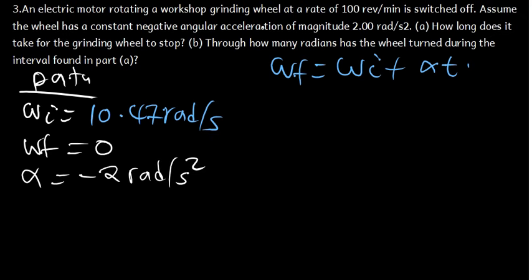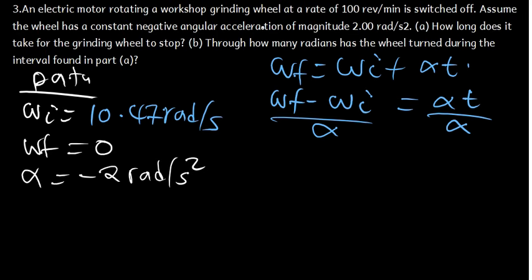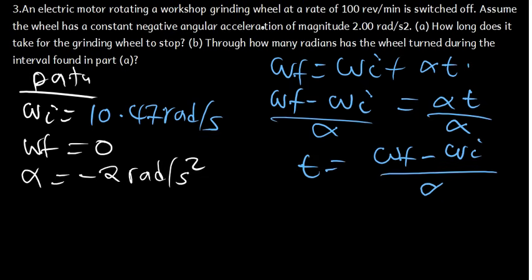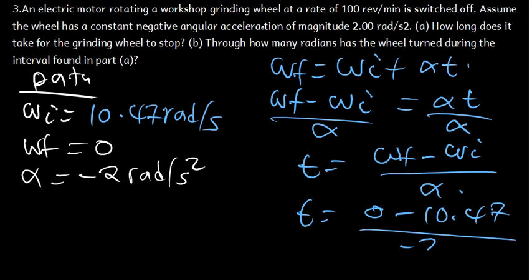We want to find the time, so I'll shift this to the other side. I'll divide both sides by alpha. So time will be equal to the final minus the initial, everything divided by alpha. Let's plug in the values. The final is 0. The initial is 10.47. The angular acceleration is negative 2.